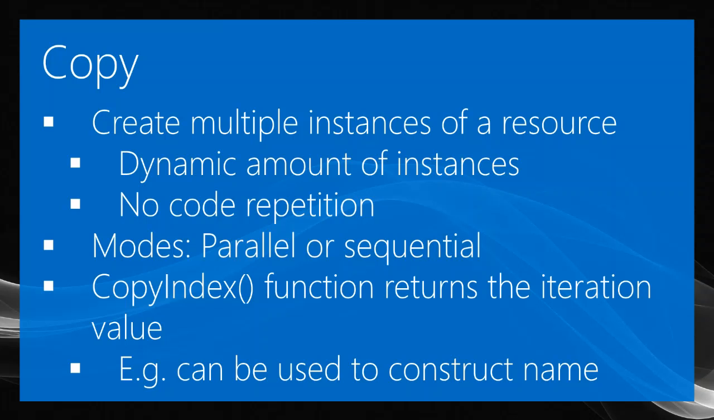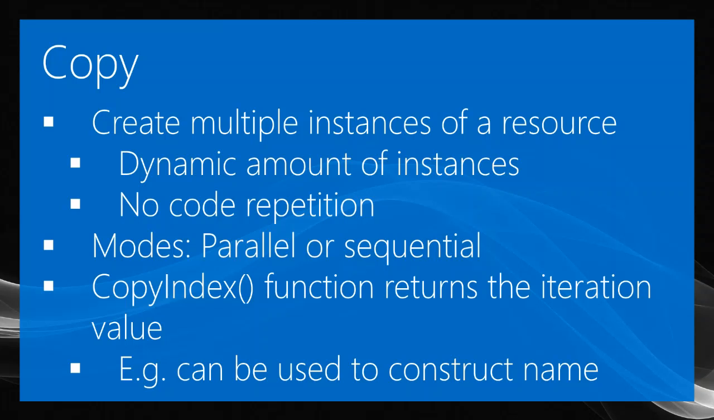But then a very important function is used together with copy, which is copyIndex, because of course, if you deploy 10 storage accounts, you know that every storage account needs to have a unique name. And by using the copyIndex function, this gives you back the iteration number of the resource or the copy process, which means for the first storage account that you will create, the copyIndex will be 0. For the second, the copyIndex will be 1.